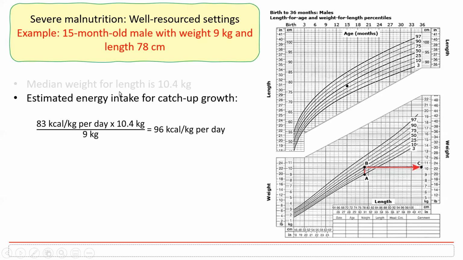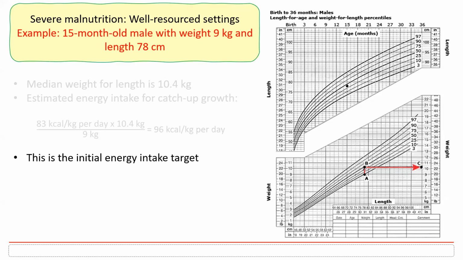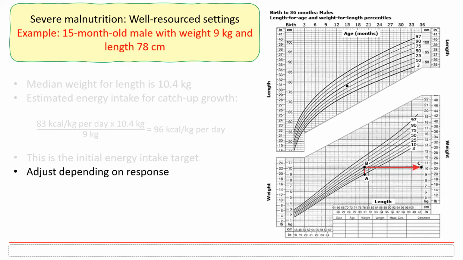And next, there's an equation which you can look up, which is quite easy. So we enter the estimated energy intake for that child, multiplied by the ideal weight and divide by the actual weight to determine the starting kilocalories. And I'll tell you where I get this number from in a second. So this child should begin with feeds of approximately 96 or 100 kilocalories per day. And that's the initial energy target. We will adjust it according to the response.